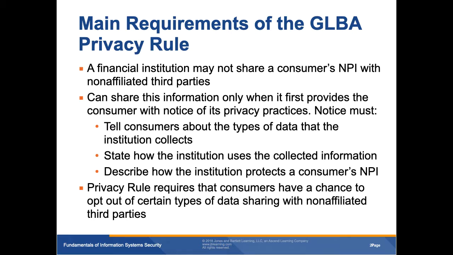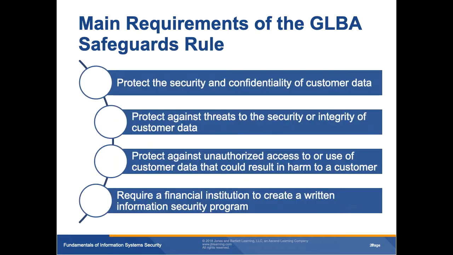Main requirements of the GLB privacy rules: you may not share a customer's NPI with non-affiliated third parties. You can share this information only when it first provides the consumer with notice of its privacy practices. Notice must tell customers about the types of data the institution collects, state how the institution uses collected information, and describe how the institution protects the consumer's NPI. The privacy rule requires that consumers have a chance to opt out of certain types of data sharing with non-affiliated third parties.